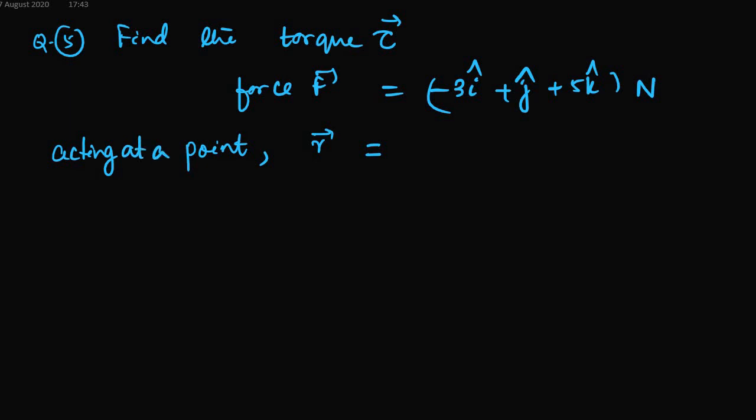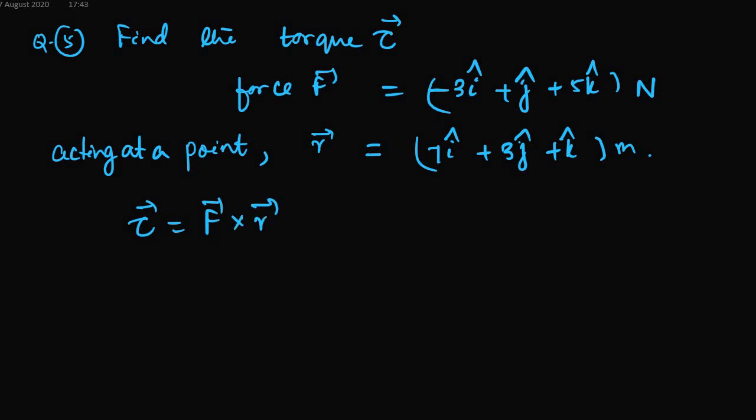Radius vector is 7i plus 3j plus k, and this is in meter. So you can see both are in the SI system. Torque, we know what it is: torque is actually the cross product of F and R. We know that formula. If we don't know, we should remember it ASAP. We must remember the formula, dimension and unit so that it would not worry us.